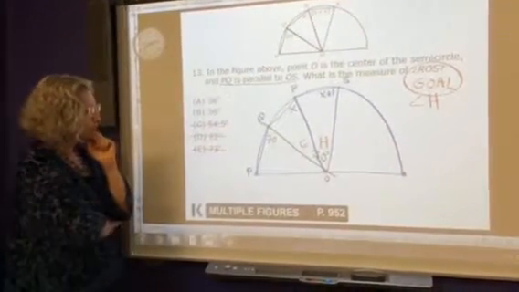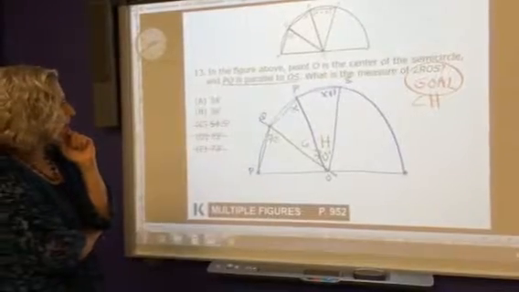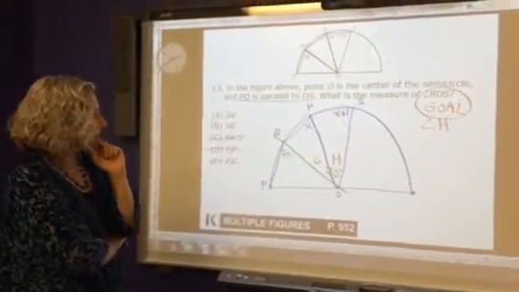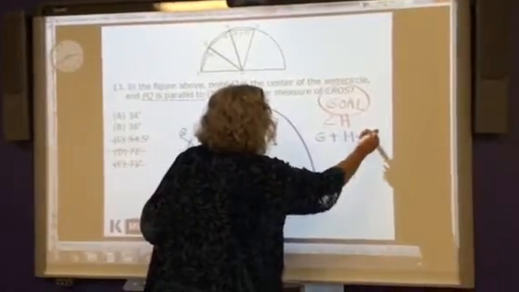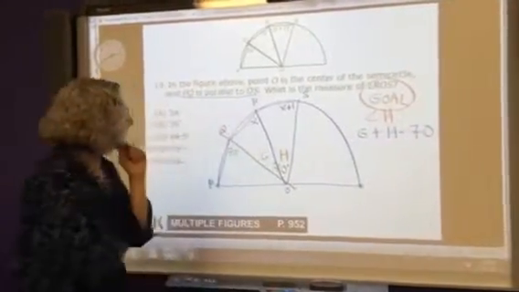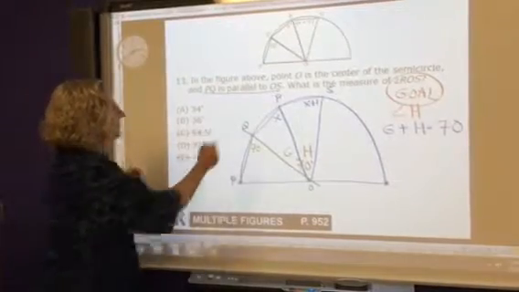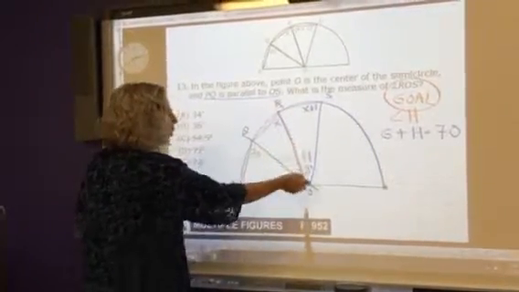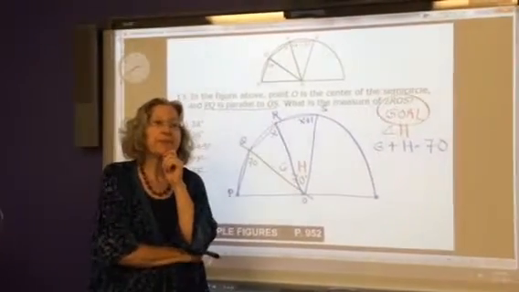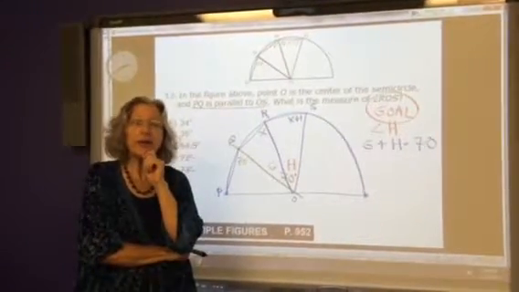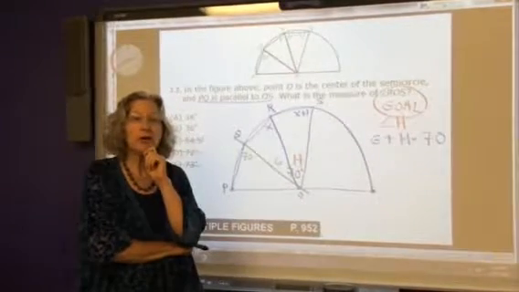So we've got this information that G and H together add up to 70. Maybe we should just write that down in case we need it later. And now we're trying to figure out what angle H is. Well, what do we know about this figure, ROS? What kind of figure is it, Sergey? Triangle. It's a triangle. Any special kind of triangle?